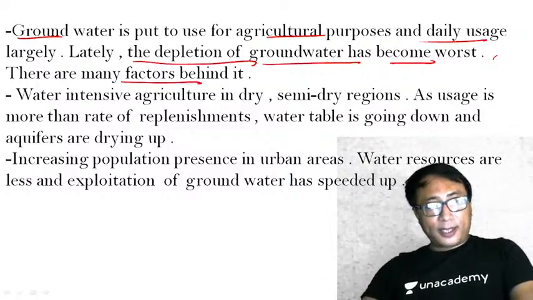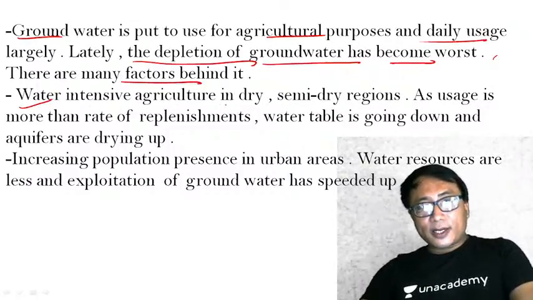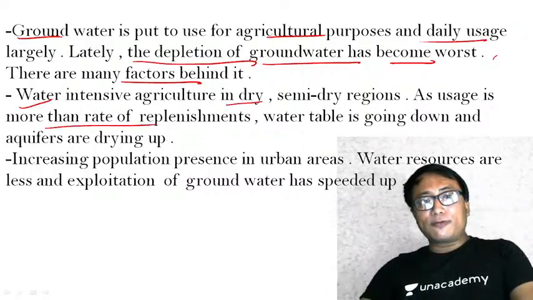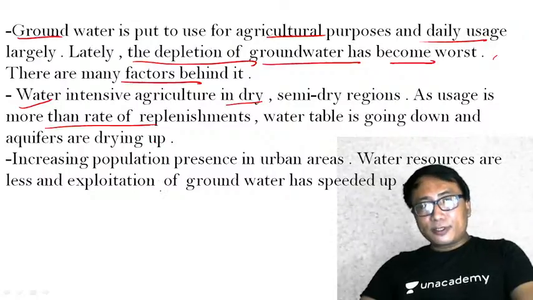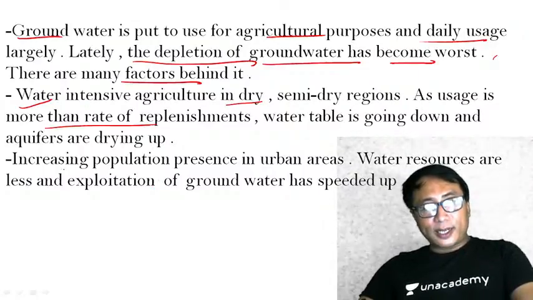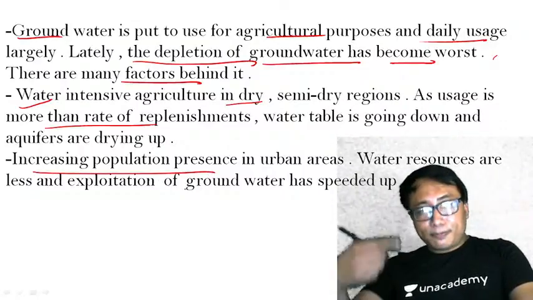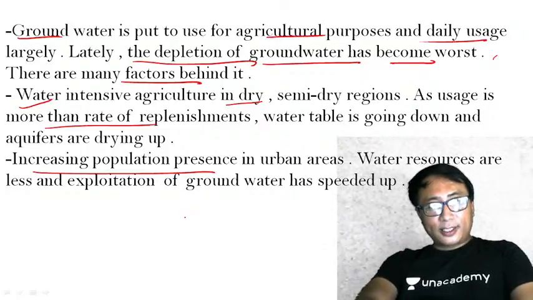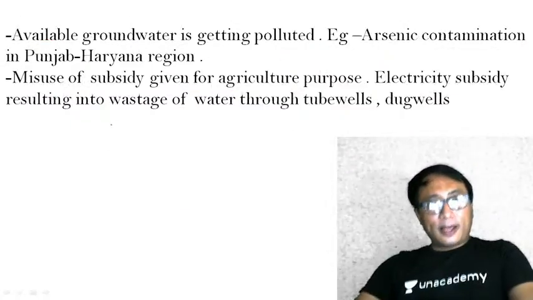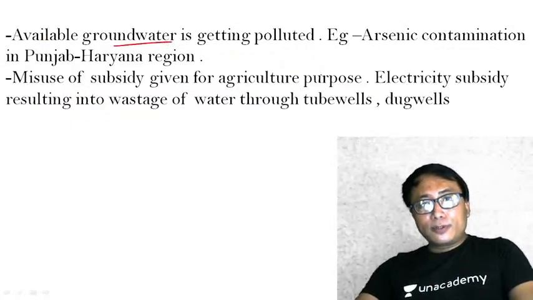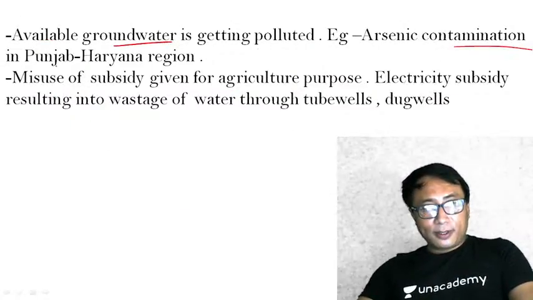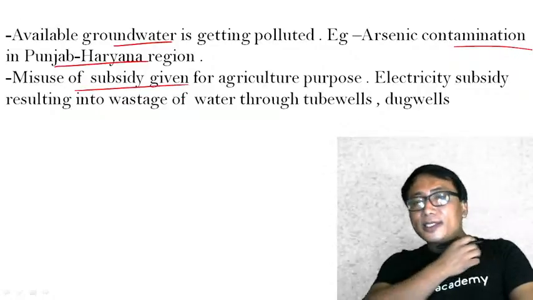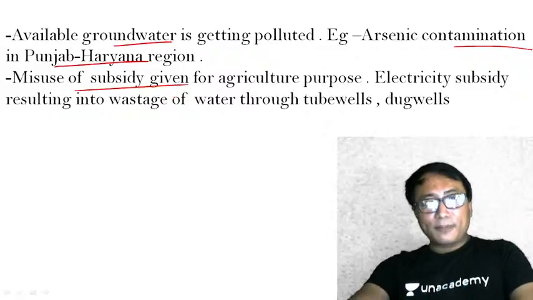And the factor behind this is water-intensive agriculture in dry and semi-arid regions. As usage is more than the rate of replenishment, the water table is going down and aquifers are drying up. Increasing population presence in urban locations, so water resources are less and exploited. Okay. The available groundwater is getting polluted, with arsenic contamination, for example in the Punjab and Haryana region. Okay, misuse of subsidies given for agricultural purposes. Okay, all those I have mentioned.